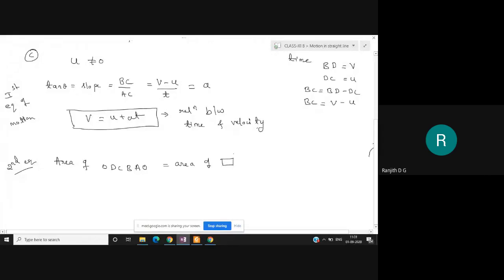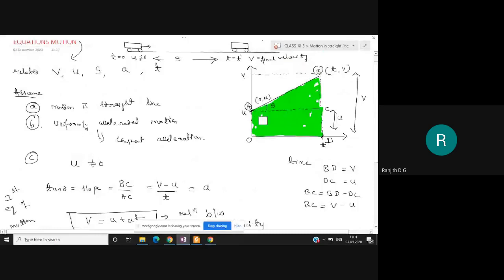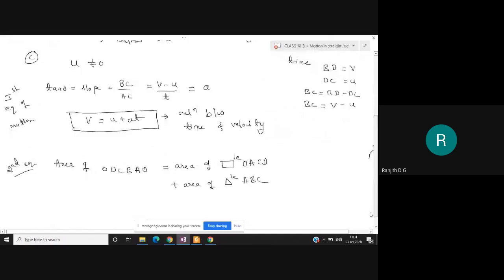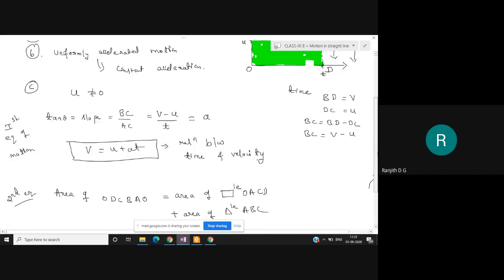Into the area of the rectangle OACD, plus the area of triangle ABC. Right? So look at this. This shape I divided into two parts. One is this rectangle OACD, and the other is the triangle ABC. So what is the area of a rectangle? Length into breadth. And the area of a triangle is half into base into height.